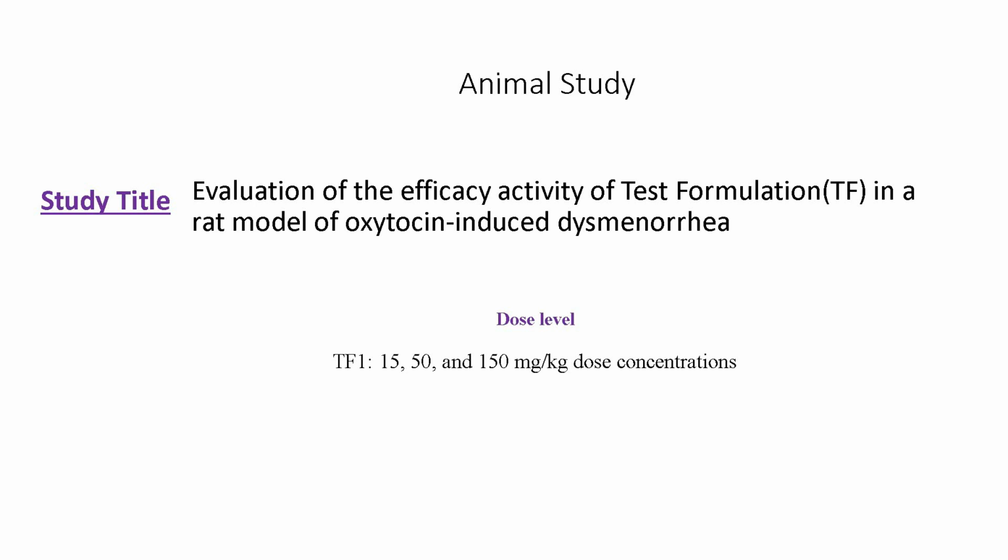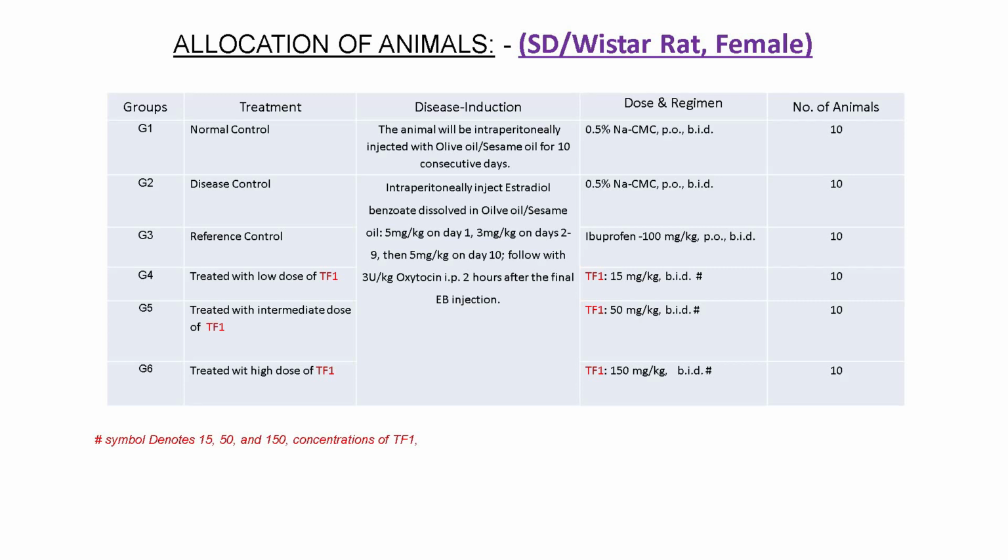experiment design. Here you can see the allocation of the animals, and this table I have divided into group, treatment, disease induction, dose regimen and number of animals. So first is groups. There are 6 groups: normal control, disease control, reference control, and 3 dose concentrations of TF1: low, medium, and high.